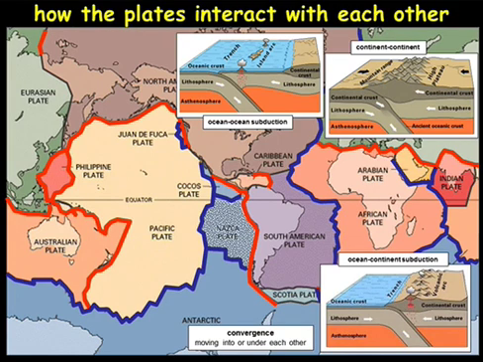An example of a continent-continent collision is the zone where the Indian plate is colliding with the Eurasian plate, and the continental pile-up is called the Tibetan Plateau and the Himalayan mountains.